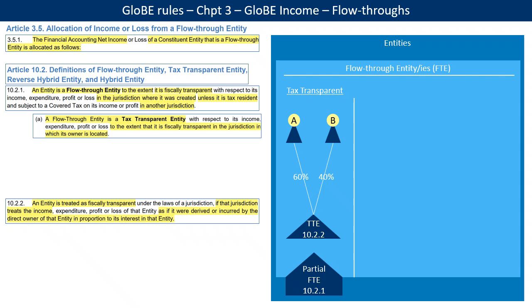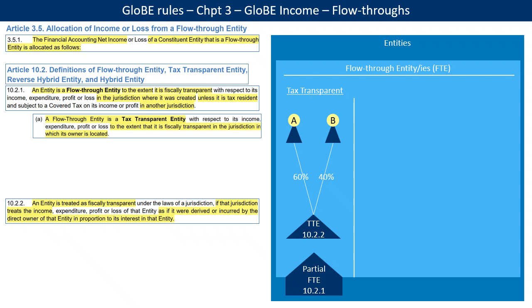Let us now look at Article 3.5. We talked about the allocation of income to PEs. Now we're going to talk about the allocation of income or losses from a flow-through entity. And the very first question that we need to ask ourselves is, what is a flow-through entity?